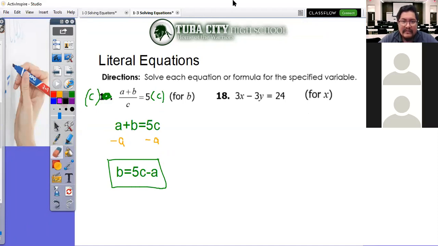So again, you're just working on them the same way you would work on any other type of equation, but just be careful. I mean, the rules are the same, but sometimes it handles a bit differently.